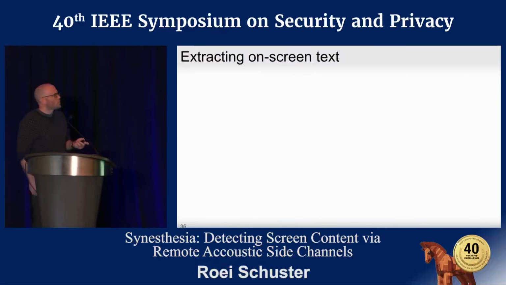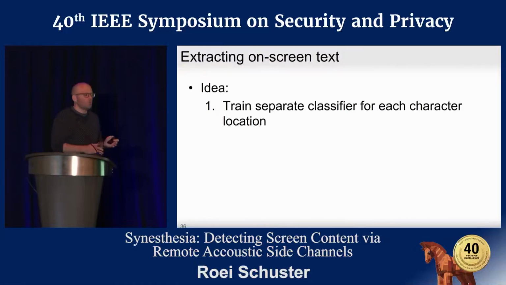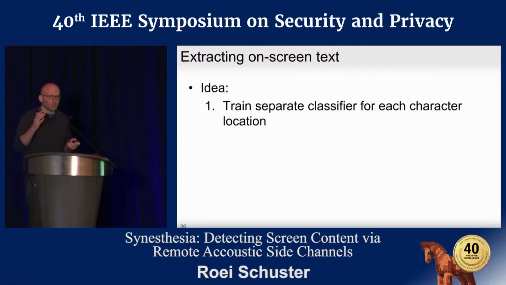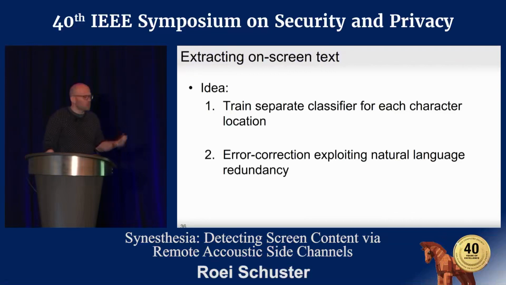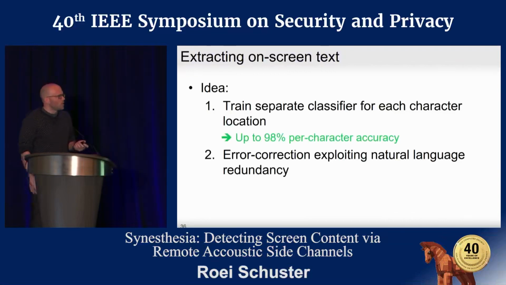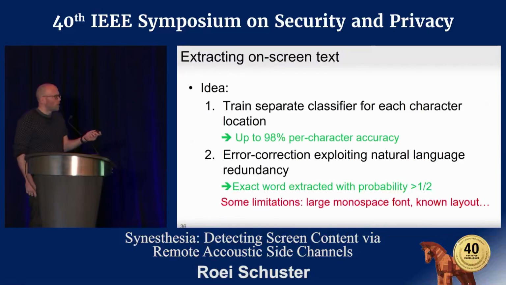But what we did was we assumed that every character in the text is in a specific location, and we trained a separate classifier for each location. That required us to chop the signal up to contain just a portion of the signal for the classifier training. And we applied error correction using the fact that the victim is not typing gibberish, it's typing English, and specifically words. And so our per-character accuracy gets pretty high, and in over half of the cases, we could extract the exact word, and this is the exact word out of thousands or tens of thousands of possibilities. So again, an open world.